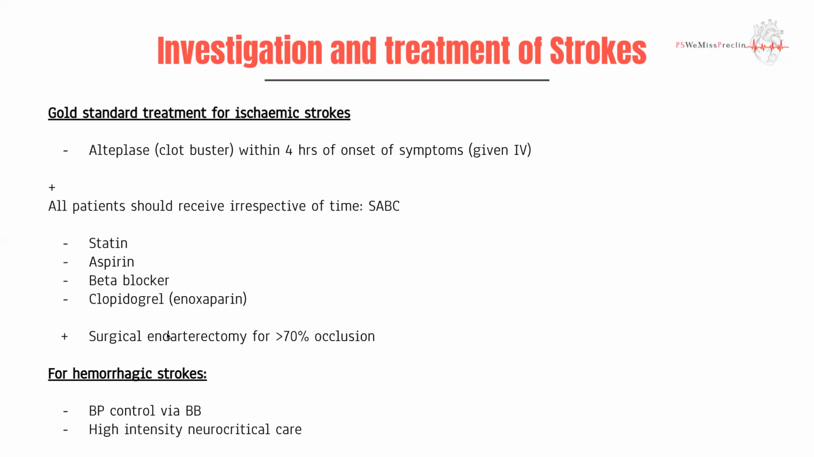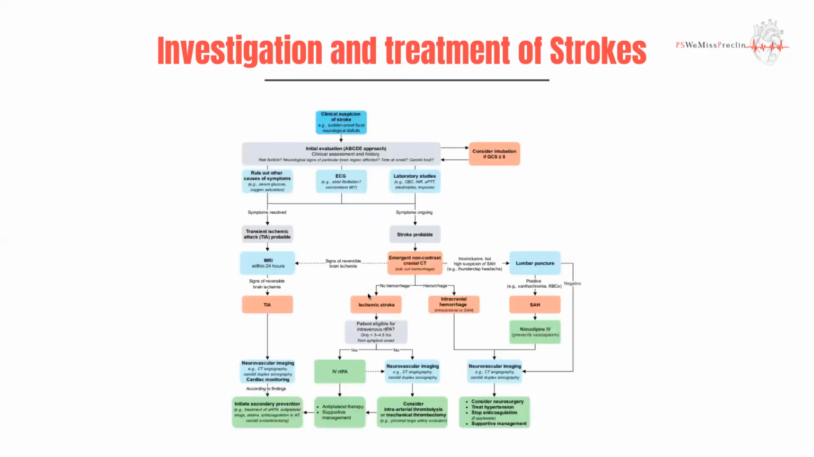It's mostly BP control using beta blockers and high intensity neurocritical care, the specifics of which I'm not particularly familiar with, and I don't think you have to be either. And here's a really good diagram that I've taken from AMBOSS that really talks about the entire pathway of what investigations to do and what our treatment of choice is going to be.